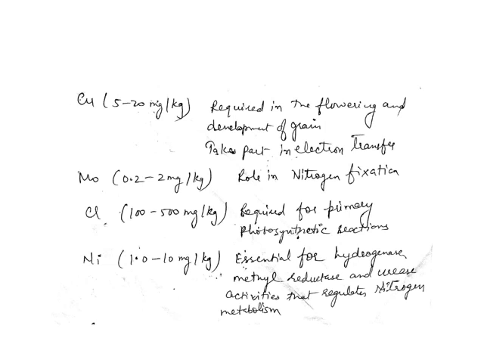Then we have the nutrient chlorine, 100 to 500 milligram per kg, which is required for primary photosynthetic reactions. Initially, the photosynthesis is taking place in the plants. For that, chlorine plays an important role. The next micronutrient is nickel, which is required 1 to 10 milligram per kg, which is essential for hydrogenase, methyl reductase, and urease activities. All these are enzymes that regulate nitrogen metabolism.